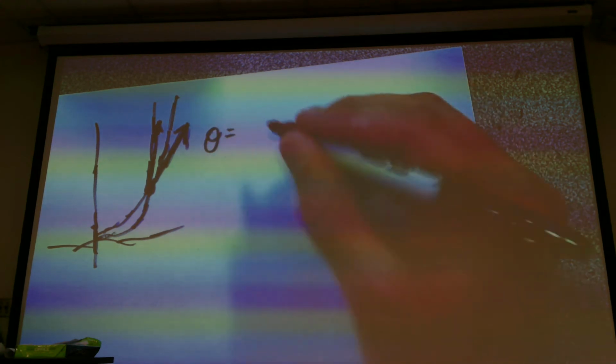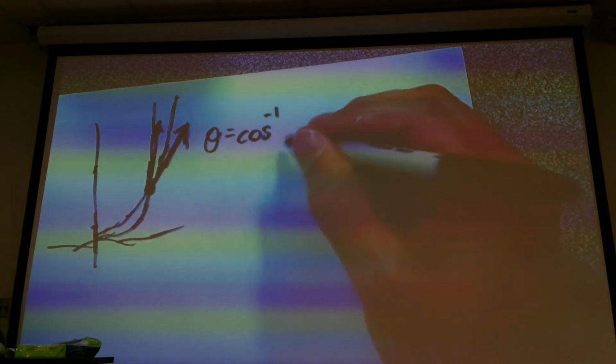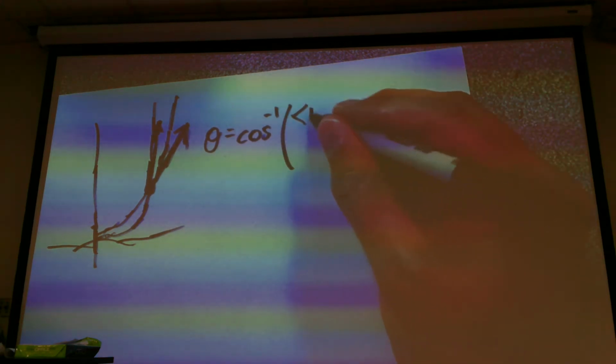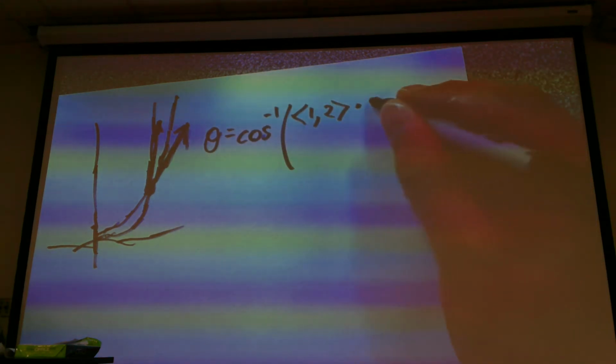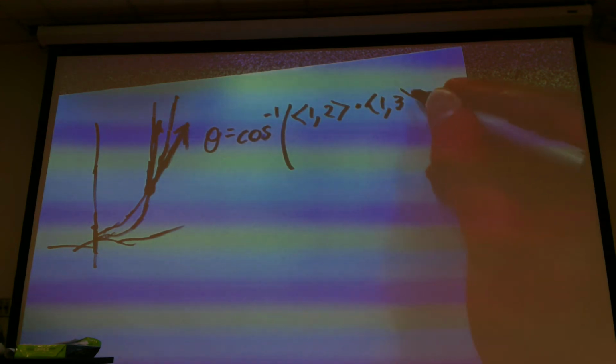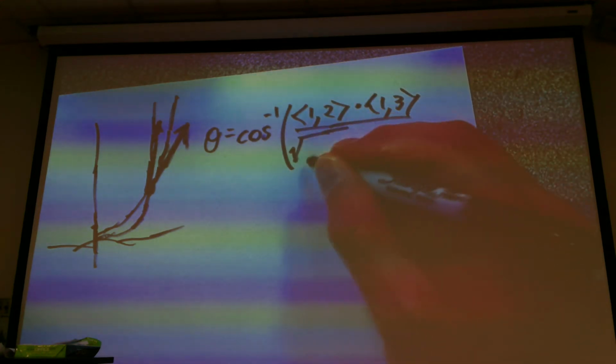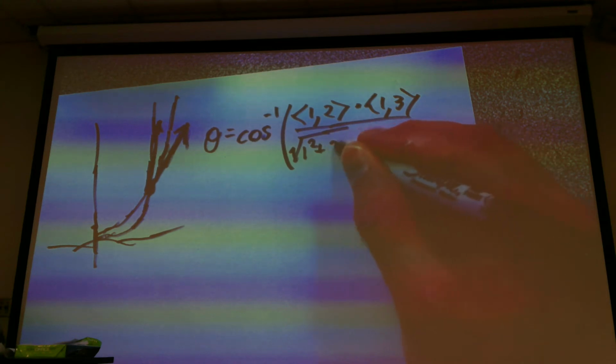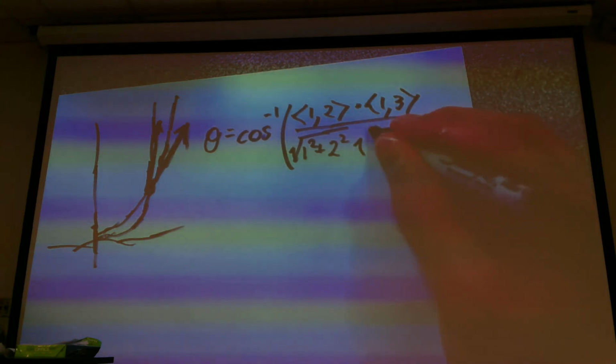Okay? So what are we going to do? We're going to use the formula that we wrote down just a minute ago, and theta is going to equal cosine inverse, okay? This will be 1, 2 dotted with 1, 3. Now we have to divide by their magnitudes, which is going to be the square root of 1 squared plus 2 squared, and then multiply by the square root of 1 squared plus 3 squared.